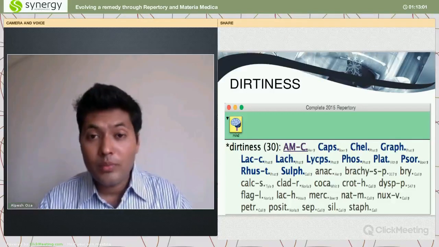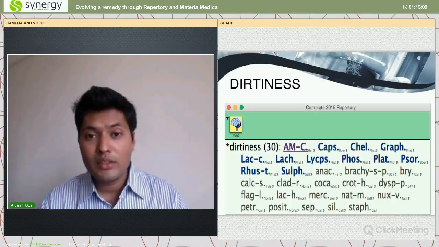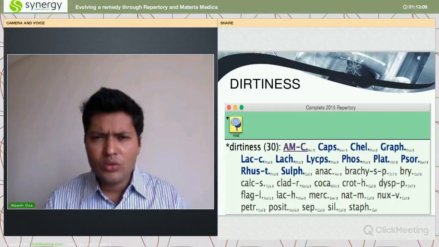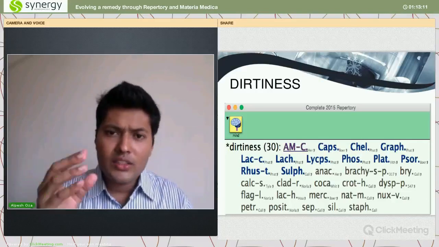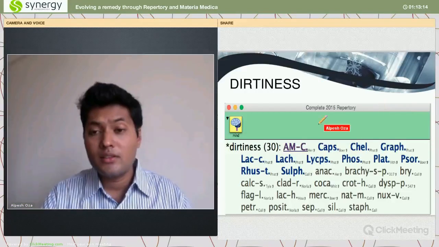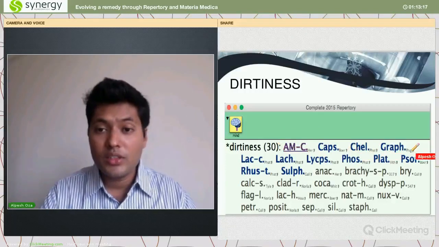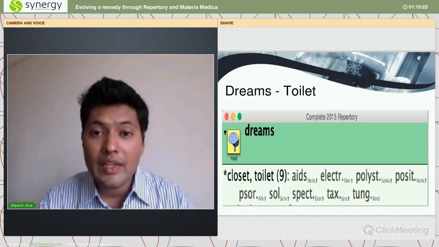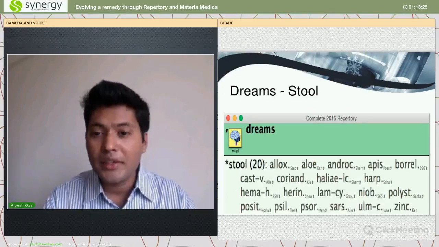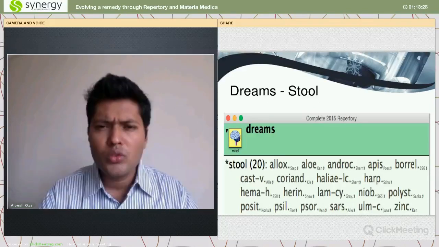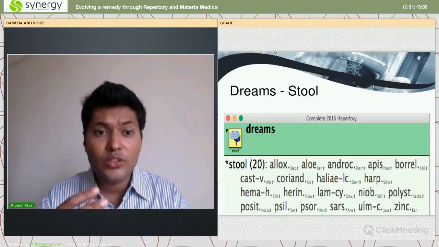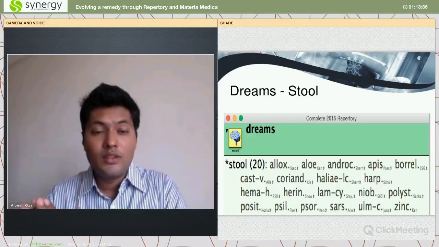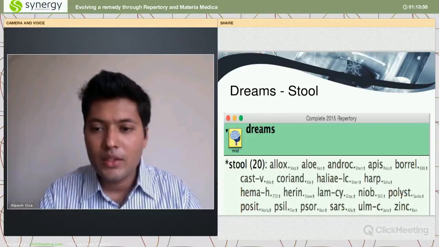Then another theme of Psorinum is this dirtiness, as we saw in the skin: very dirty, filthy skin, all oozing out, offensive discharges. We see this dirtiness even in the mind sphere, and we see the remedy Psorinum here. Then we understand it with the dreams. He has dreams of toilet, and dreams of stool. So we see this dirtiness as one of the themes of Psorinum, in the mind as well as in the physical state.